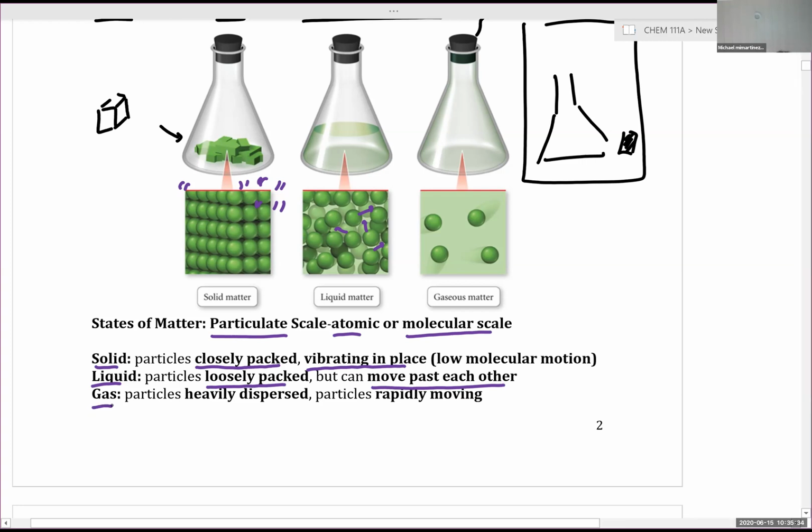For the gas phase, the particles are heavily dispersed and these particles are rapidly moving. If we draw some arrows, these particles are just rapidly bouncing about and they're not particularly associated with each other. So if we go from a solid to a liquid to a gas, we see that the degree of molecular motion increases and how closely and tightly our particles are packed has decreased.